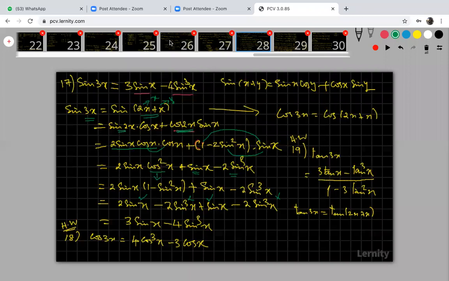Which step are you not understanding? Some student is telling again that it is not understanding. Which step are you not understanding?